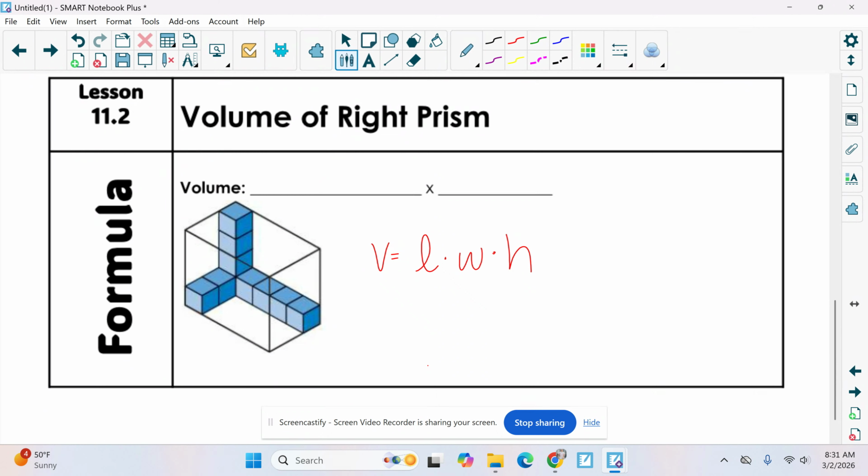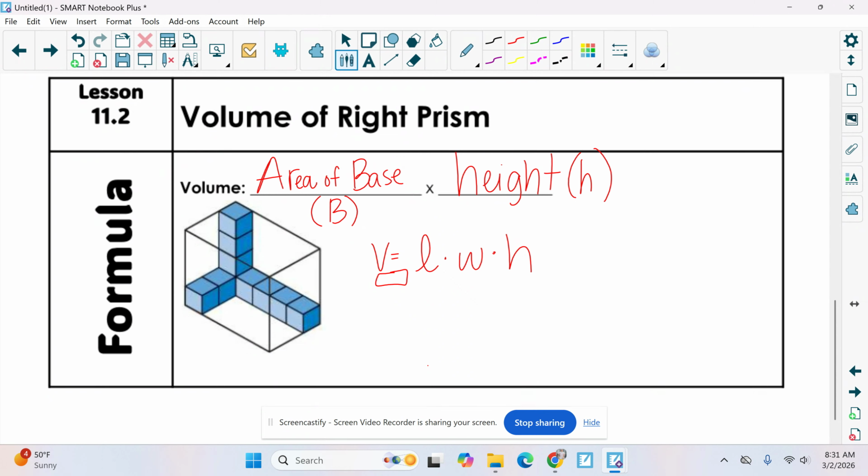But that only works for a rectangular prism. But the formula I'm going to share with you works for every shape that we're going to do this year, because we're going to do some of those other prisms. So it's the area of the base, known as B, because that's what we've been using it as, right? Times the height, which is just H.